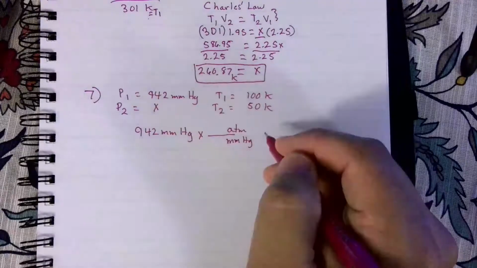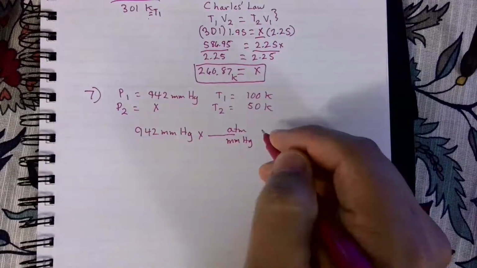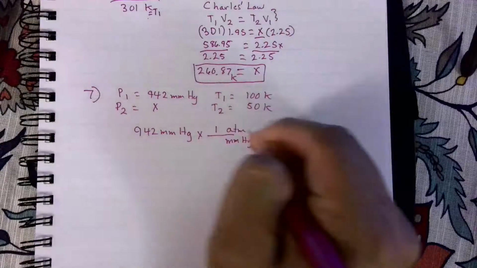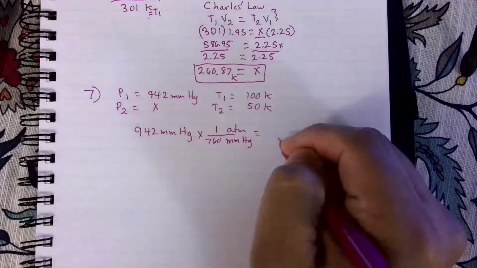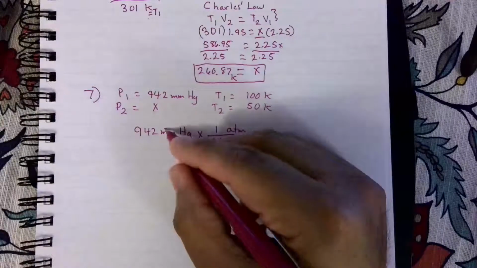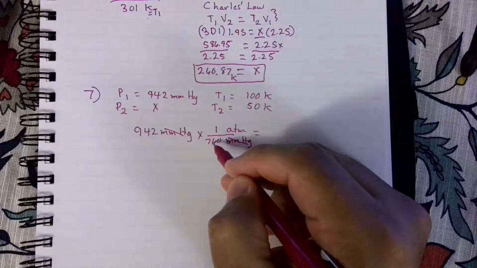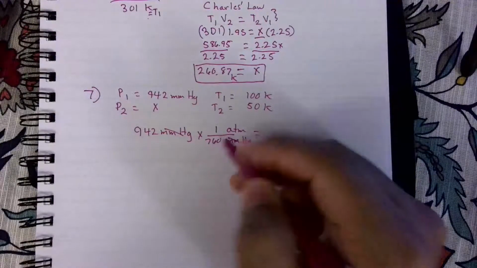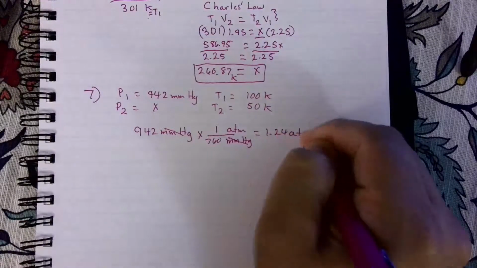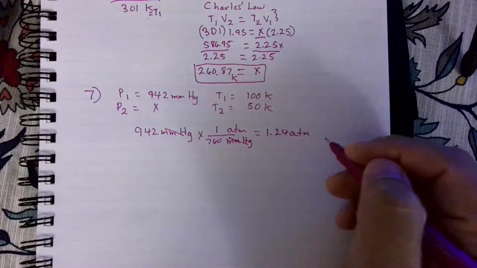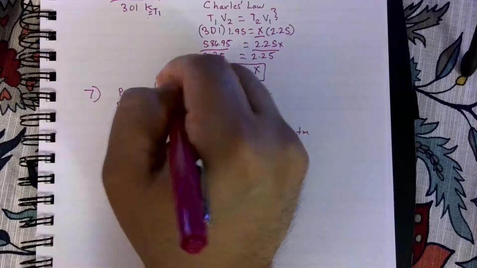Now, I told you before, and it should actually be in your conversion sheets from way back at the beginning of the year, but the conversion from atmosphere to millimeters of mercury is always 1 ATM is equal to 760 millimeters of mercury. Okay? So at this point, what you do here is these units cancel, like any other conversion we've done, and you take 942 and divide it by 760. When you do that, you should end up with a number of 1.24 atmospheres. Okay, so that is now our new pressure 1. So we can kind of cross that out, and our pressure now is 1.24 ATM.